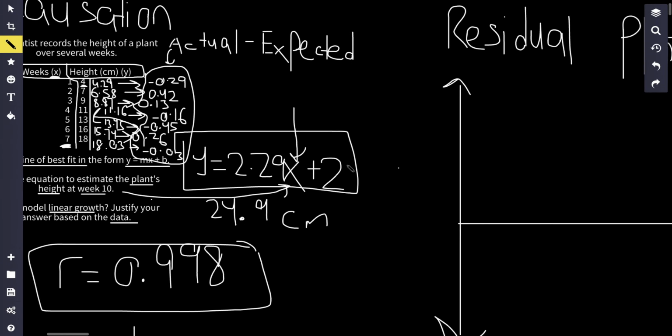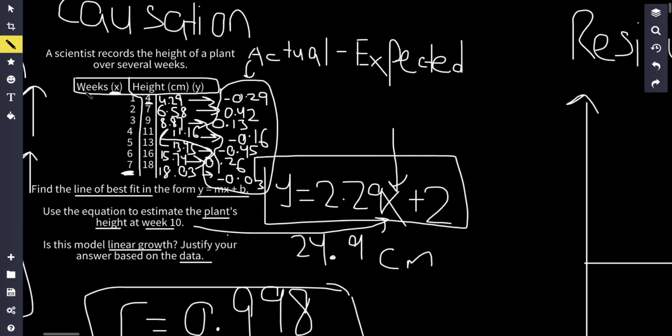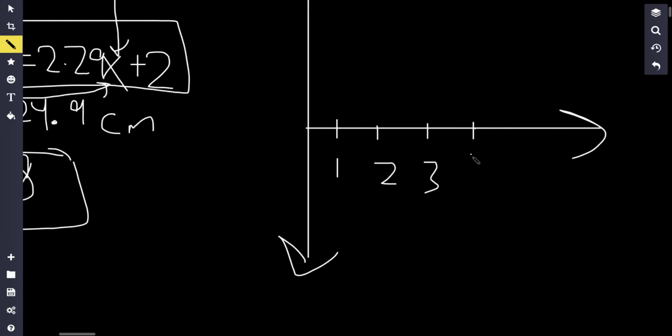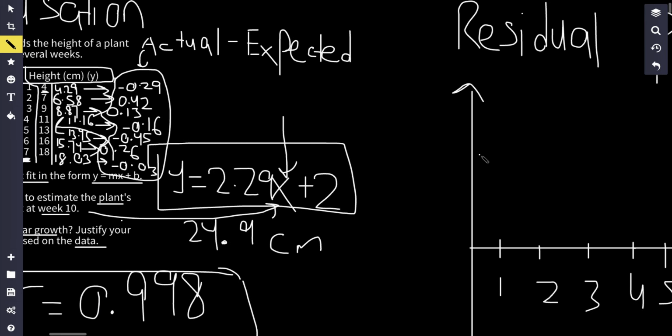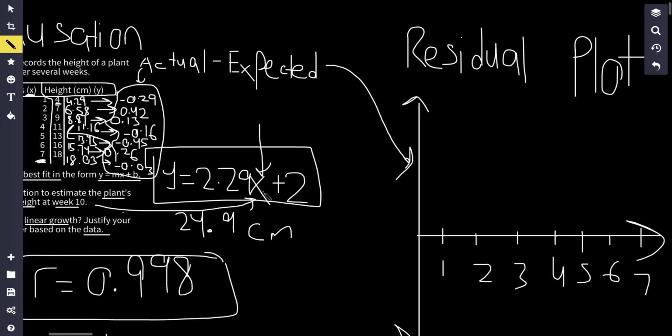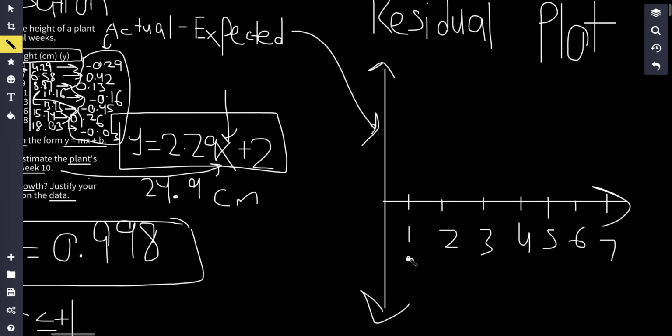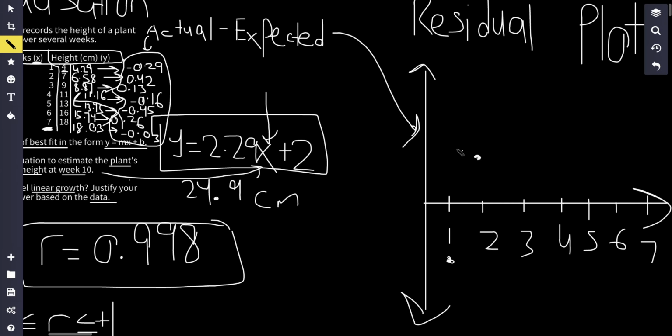Now, we can graph all of this data onto something known as a residual plot. So let me just label. We're going to use our x values. Remember, our x values are 1, 2, 3, 4, 5, 6, 7. And for our y values, we're going to plot this actual minus expected, this residual, basically. So when x is equal to 1, this discrepancy is negative 0.29. When x is equal to 2, we have 0.42. When x is equal to 3, we have 0.13. X is equal to 4, we have negative 0.16. X is equal to 5, we have negative 0.45. X is equal to 6, we have 0.26. And when x is equal to 7, we have negative 0.03.